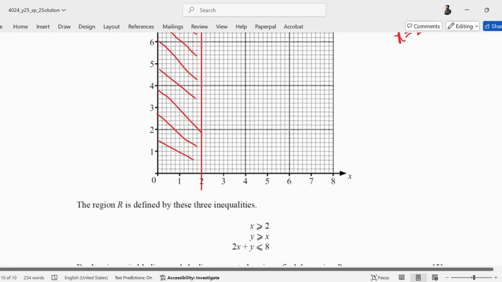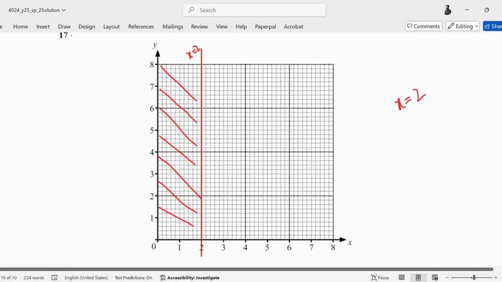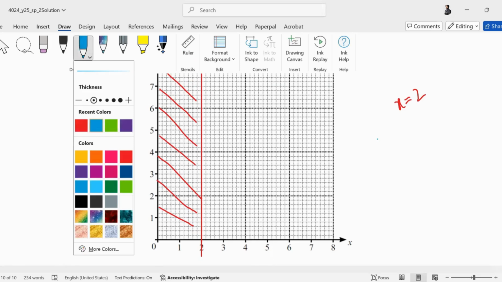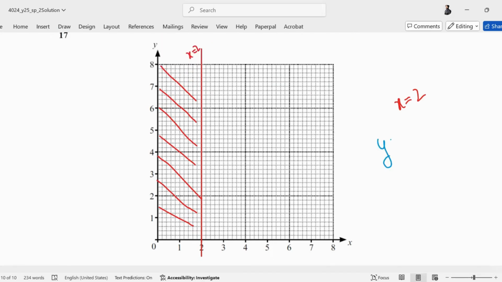Now the next is y is equal to x. If I want to draw the line y is equal to x, a very basic line passes through the origin, where the x coordinate is equal to the y coordinate. So I'll start a line which passes through the origin and ends at 8, 8, because when x is 8, y will also be 8. This is the line of y is equal to x.